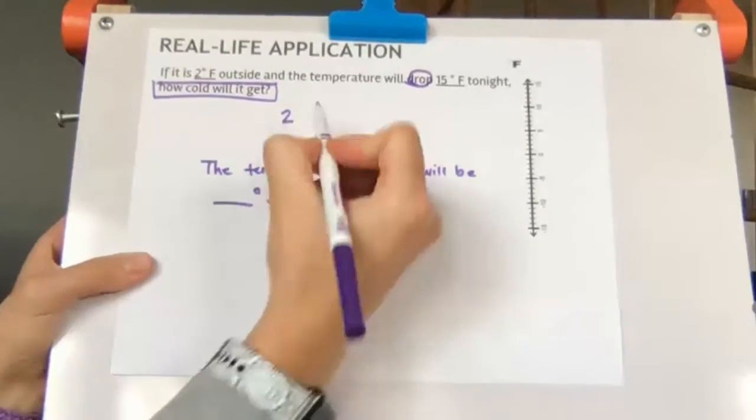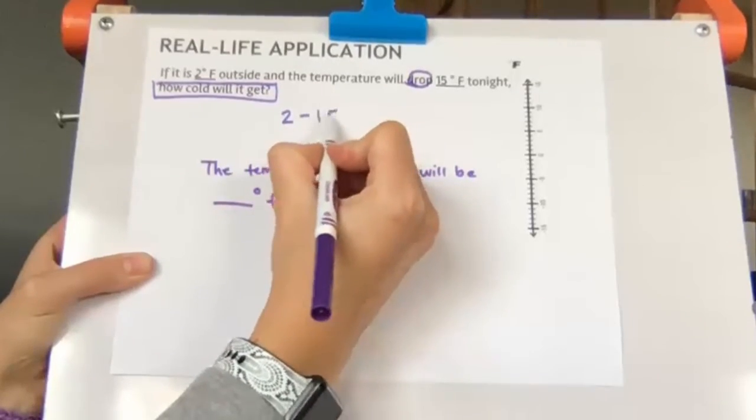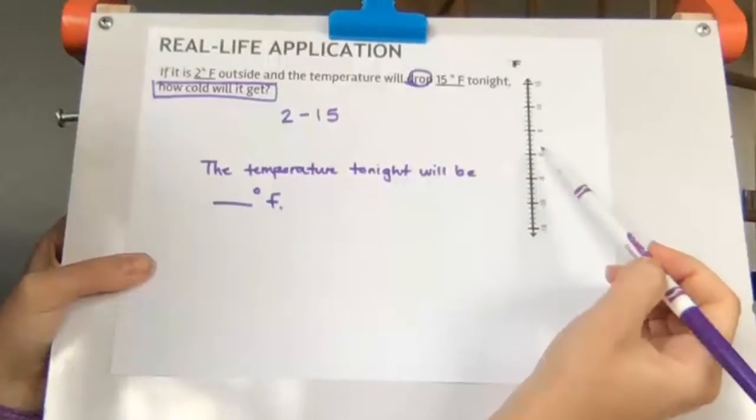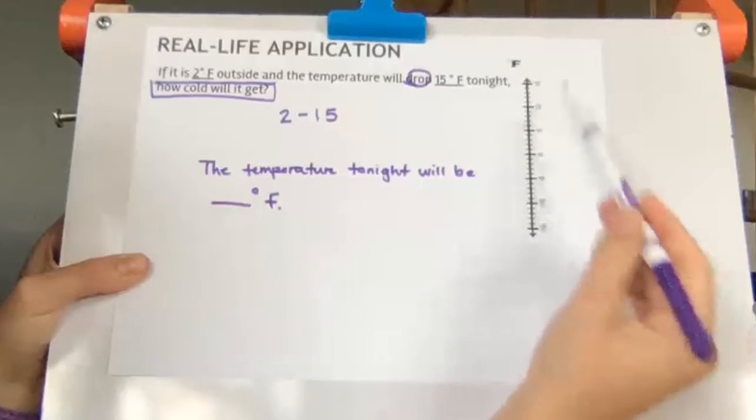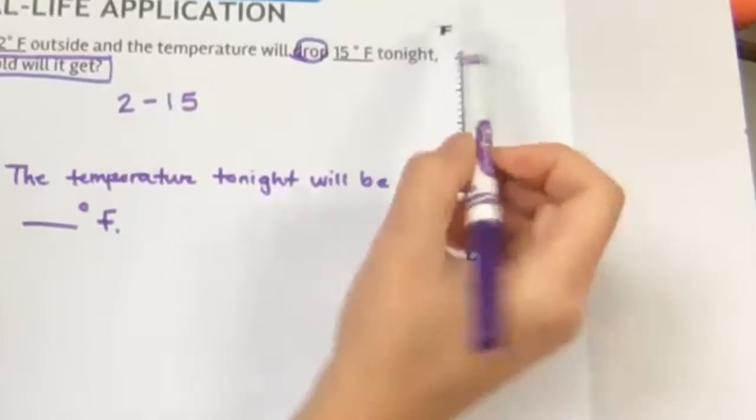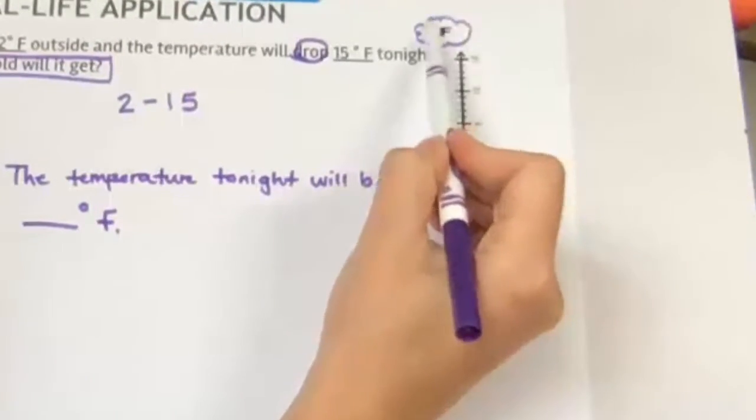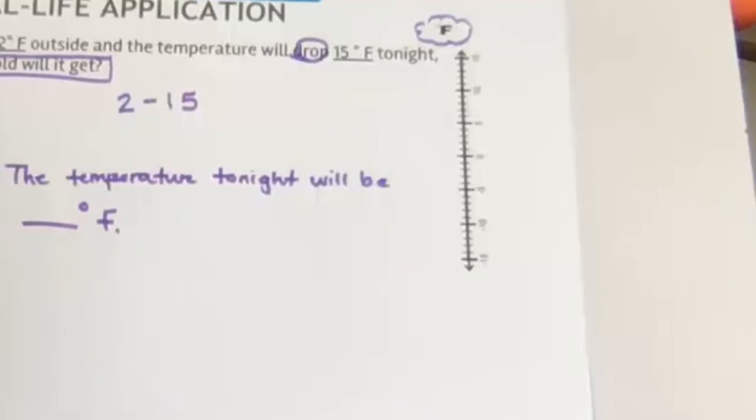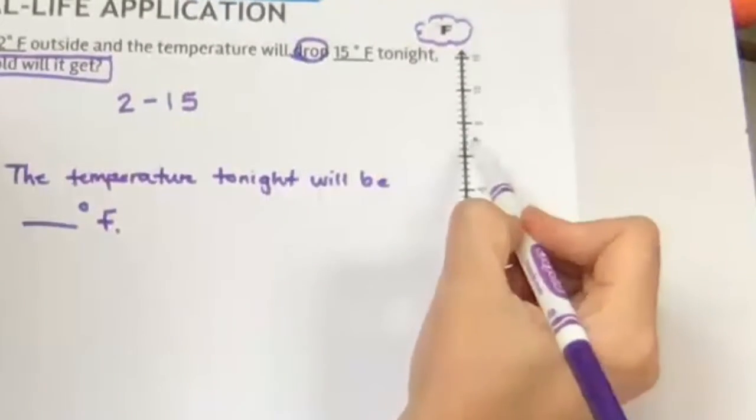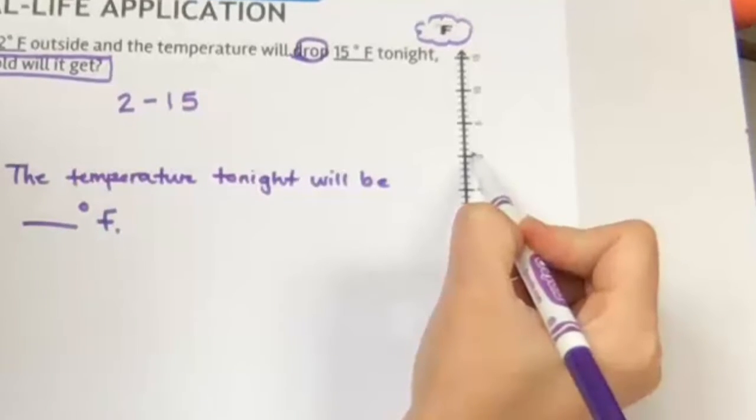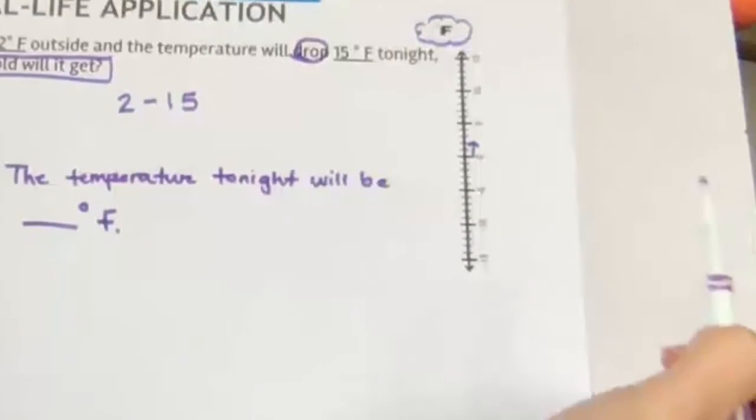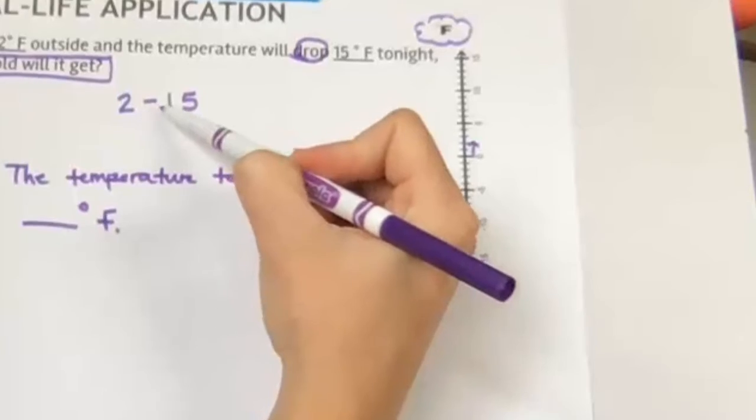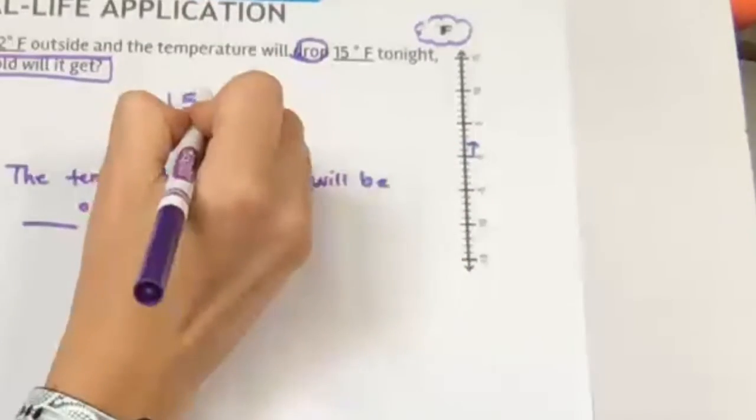So we're at 2 degrees. We're going to be dropping 15 degrees from there. So on my number line, the only thing that's different is this is like a thermometer, right? It's measuring in Fahrenheit. That's why you see this little symbol up there, degrees Fahrenheit. So my number line is just flipped vertically. It still works the same. So I'm going to find I'm at 2 degrees, right? Now I'm going to take 15 steps in that negative direction, right?